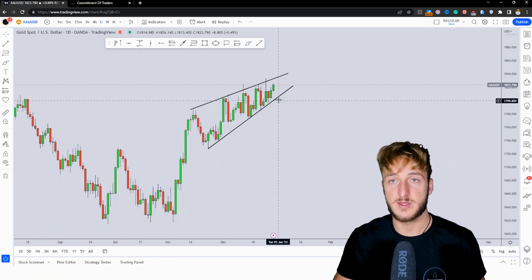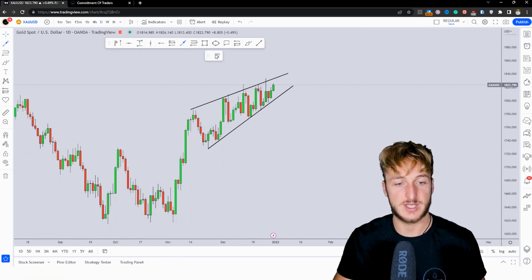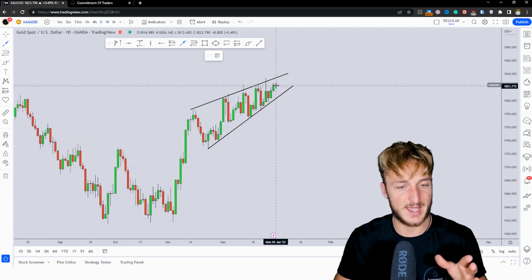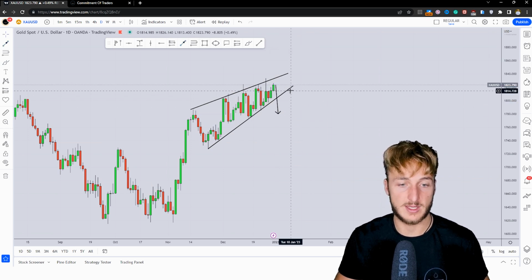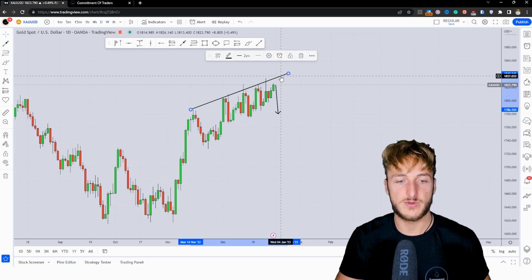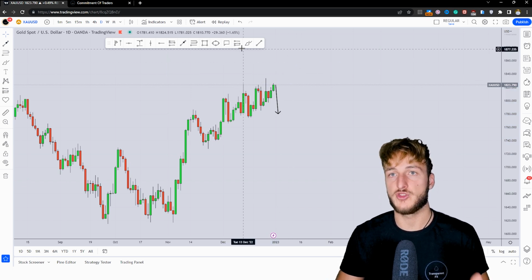Now, I was waiting for a daily break of structure to the downside. That still has not happened. We still haven't seen the market break daily structure to the downside. And the reason for which I wanted to make an update is because now we have new structure.